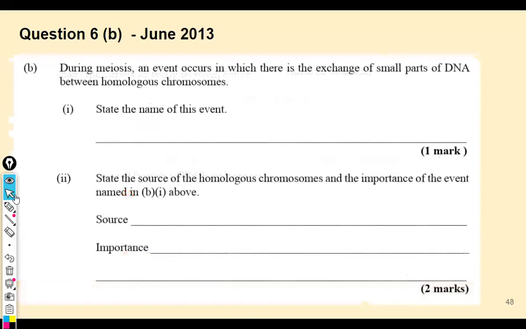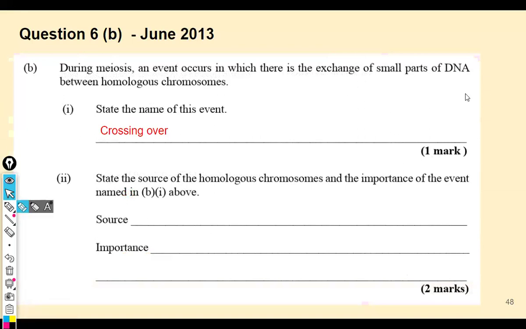Everybody makes mistakes. During meiosis, an event occurs in which the exchange of small parts of DNA between homologous chromosomes happens. That's the same thing as the blue paint and the red paint when two people touch hands. What's the name of that? Did you get crossing over? If you did, it is correct.